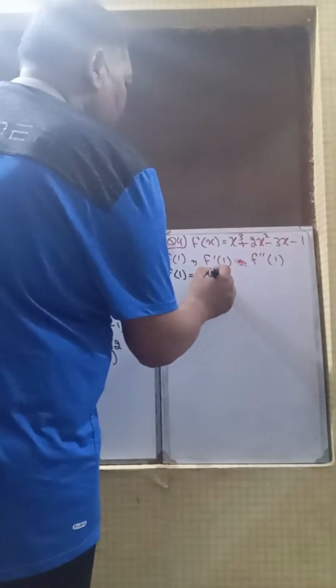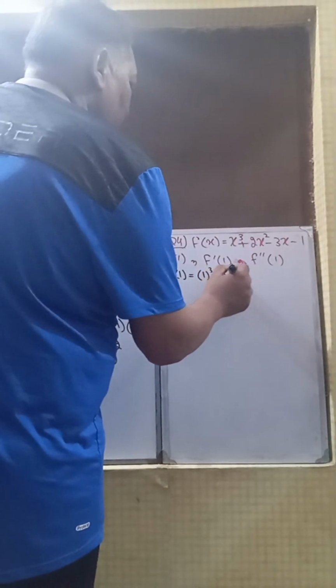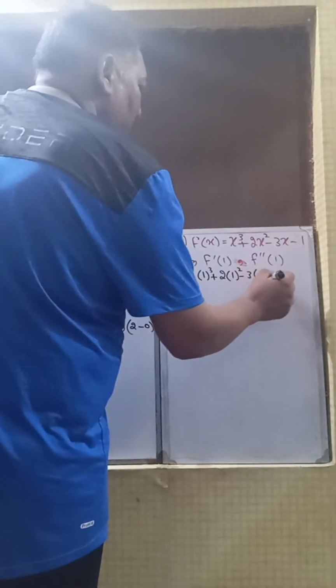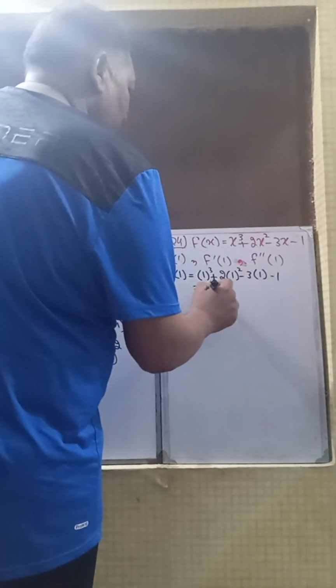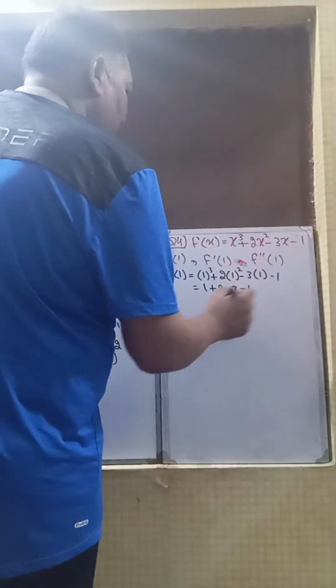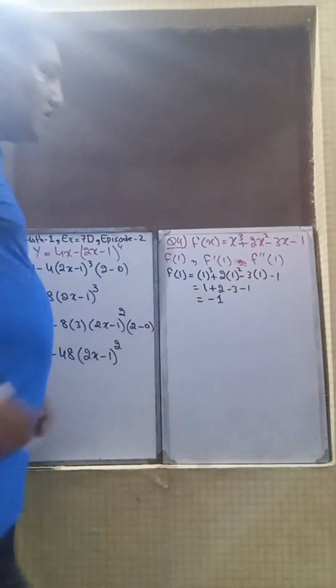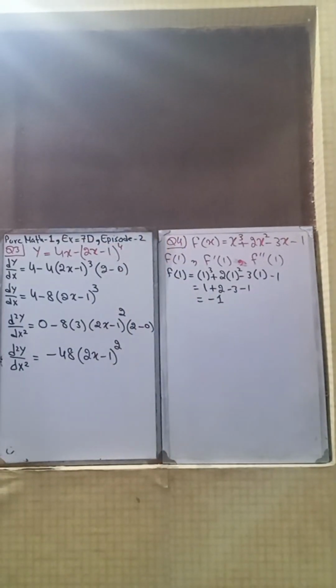1 raised to power 3 plus 2 into 1 raised to power 2 minus 3 into 1 minus 1. So this will be 1 plus 2 minus 3 minus 1. So 3 minus 3 cancel, minus 1. So f of 1 will be equal to, I think, minus 1. Let me check. This is the A part. Yes, the answer is right. Okay, then we have the second part.